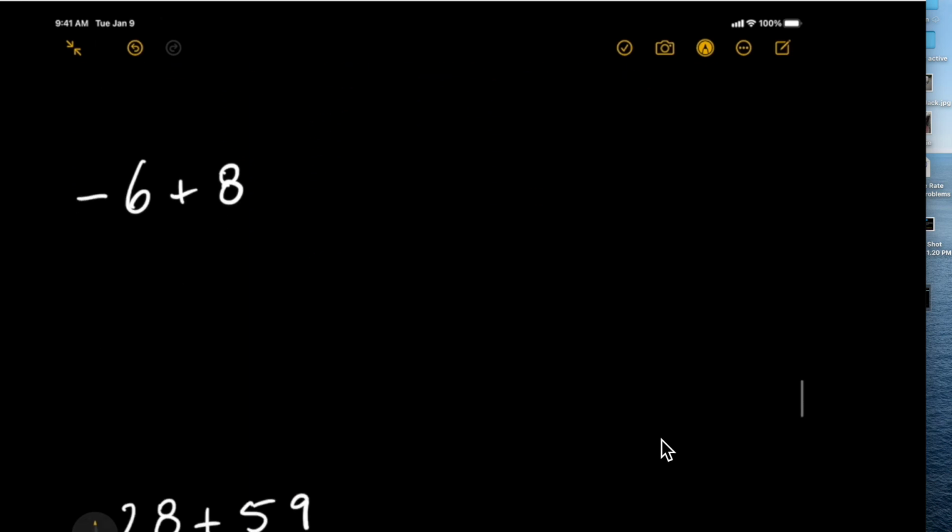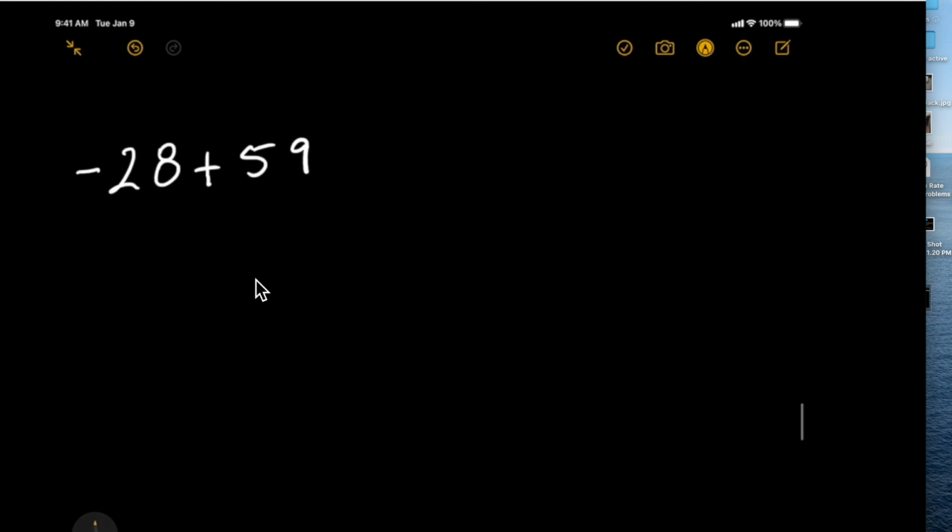Next one. We are adding integers. There's a hidden plus sign in front of that 8. When you add integers with different signs, you subtract big minus small, and you use the sign on your final answer of the larger integer.